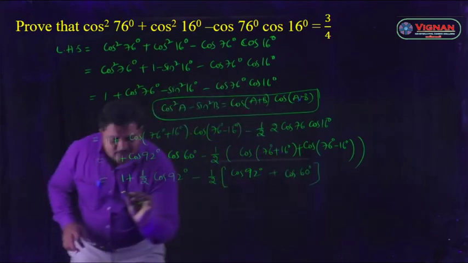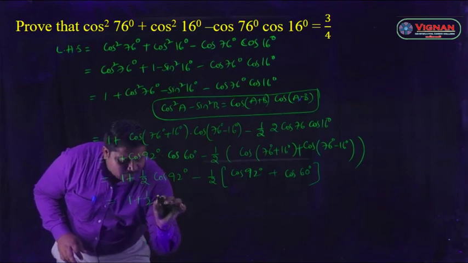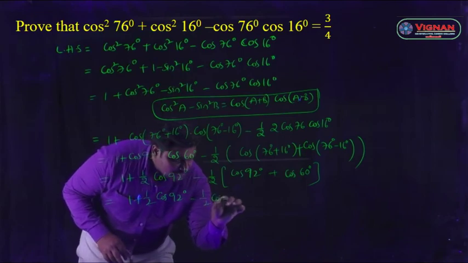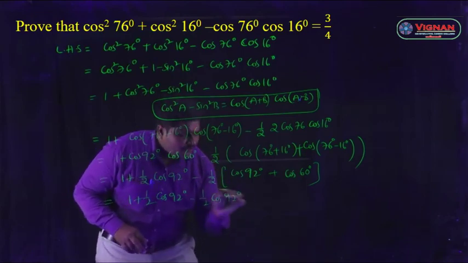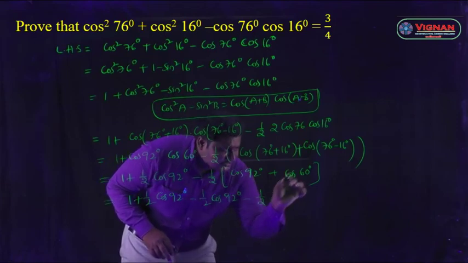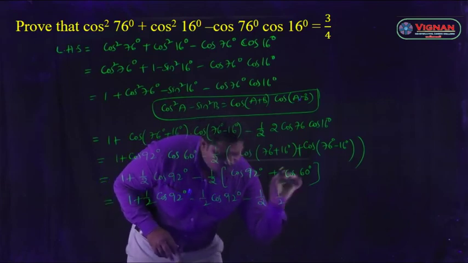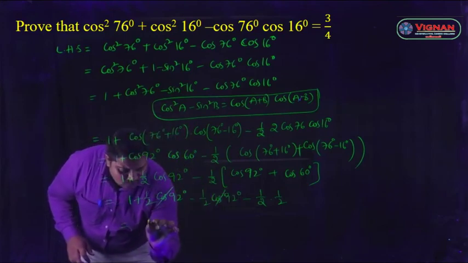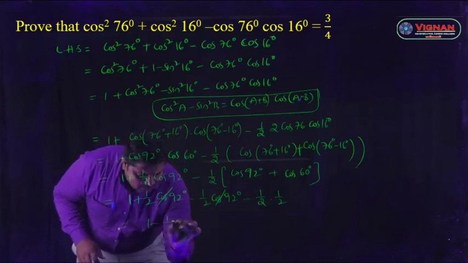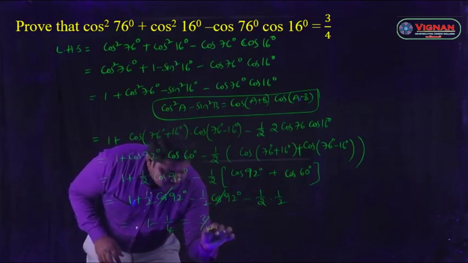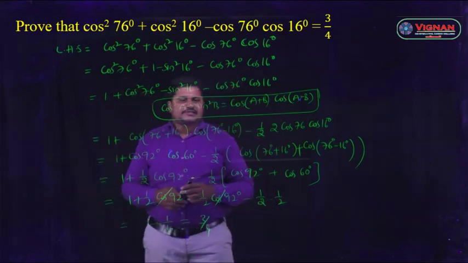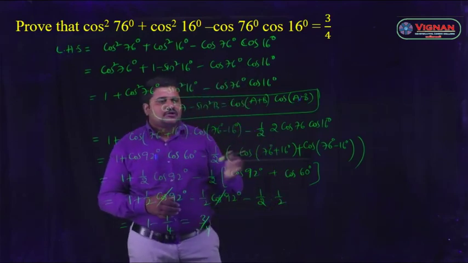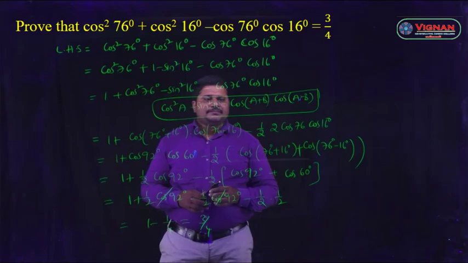Then we get 1 plus 1 by 2 into cos 92 degrees minus 1 by 2 into cos 92 degrees minus 1 by 2 into cos 60 degrees, that means 1 by 2. Here 1 by 2 cos 92 and 1 by 2 cos 92 get cancelled. Then we get 1 minus 1 by 2 into 1 by 2, 1 by 4. We get 3 by 4. This is the answer. Cos square 76 degrees plus cos square 16 degrees minus cos 76 into cos 16 is equal to 3 by 4. Okay. Thank you.